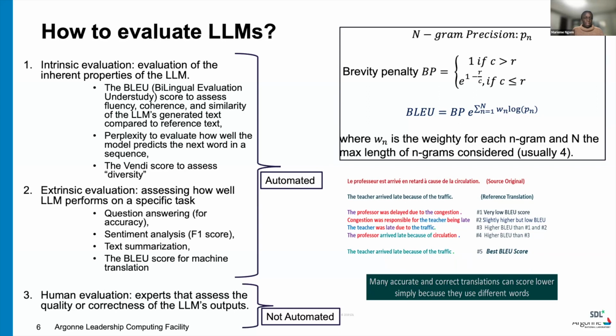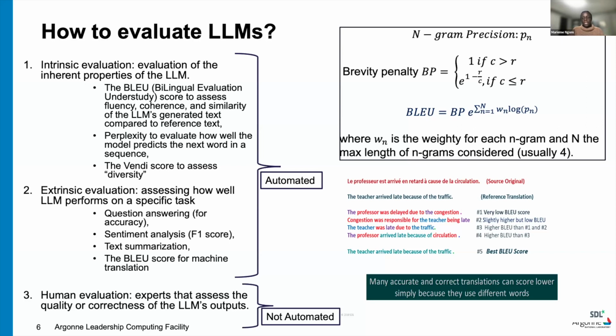That would be evaluating how well it predicts the next word. That would be assessing its fluency, its coherence, like seeing how it compares to reference text. And for the case of GenSLM, like seeing how diverse it is. So you have different metrics for all of these different evaluation tasks, like the Venn score for diversity or the BLEU score for assessing things like fluency or coherence.